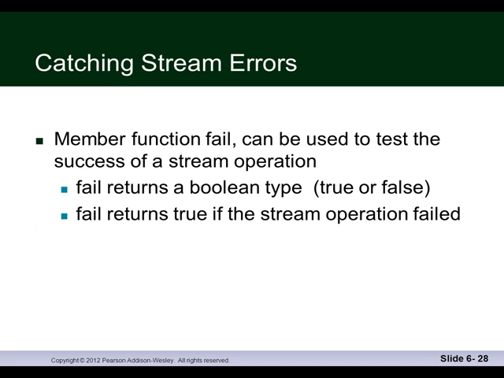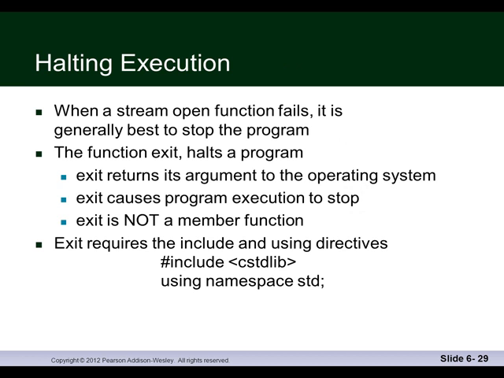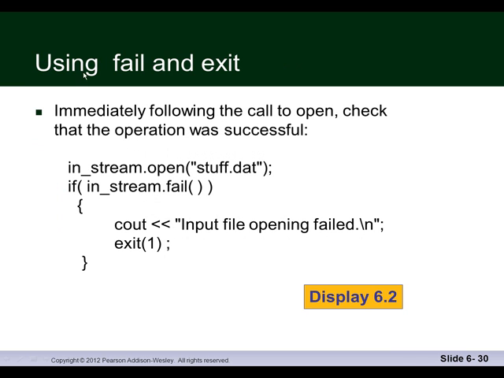So when we have another function in the same class that is called fail, we're going to use the dot operator to open it up. Then we're going to use the dot fail. This is a function that does not take any parameter, so it's going to return true or false. That's why I can use it in the if statement. So this is going to return true or false.